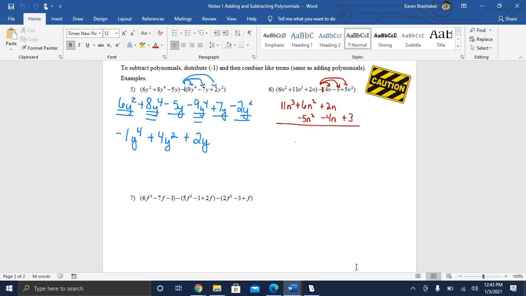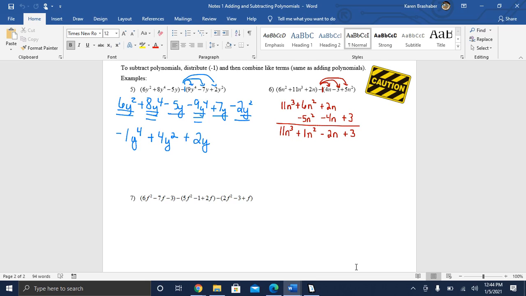So just as we did with the other side, we'll have 11n to the third. We have 6 and negative 5. That will add up to 1. You can put the 1 or not. It's maybe a little more simplified not to write it, but it is the same as putting 1n squared or just n squared. Positive 2n and negative 4n would combine to negative 2n, and then the positive 3 would just be brought down into the answer. So there you have number 6 completed.